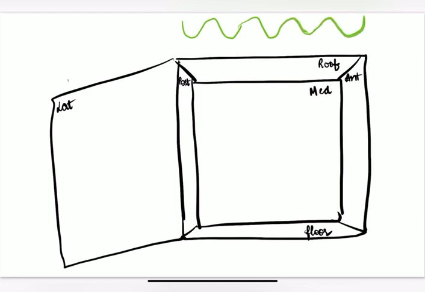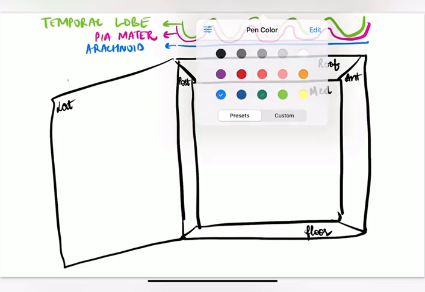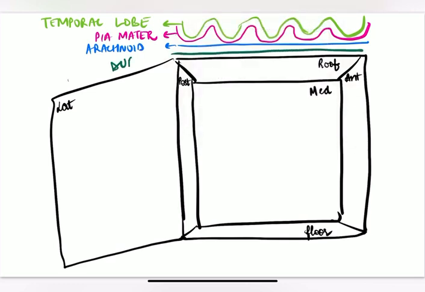Beginning with the roof. Above we have brain. What part of the brain? Temporal lobe of the brain, covered by the meninges. What are the meninges? Number one, this pink colored one is the pia mater. The blue colored one I'm drawing is the arachnoid. And the green colored one that I'm drawing right now is the dura. These are the ones that cover the roof. The roof is also known as tegmen tympani.